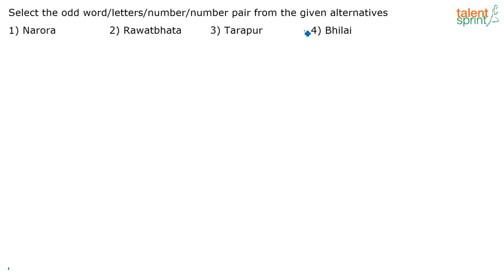So for those of you who gave me the answer as option 4, that is the correct answer, because the remaining 3 places, it is generally referred in terms of, let's say they have atomic or nuclear power stations, correct? So Narora, Ravatbata and Tarapur, they have atomic power stations, and when you look at Bilai, it does not have. Generally when it comes to Bilai, we always refer to the Bilai steel plant, correct? So the correct answer here is going to be Bilai, because all the other 3 places have nuclear or atomic power stations.